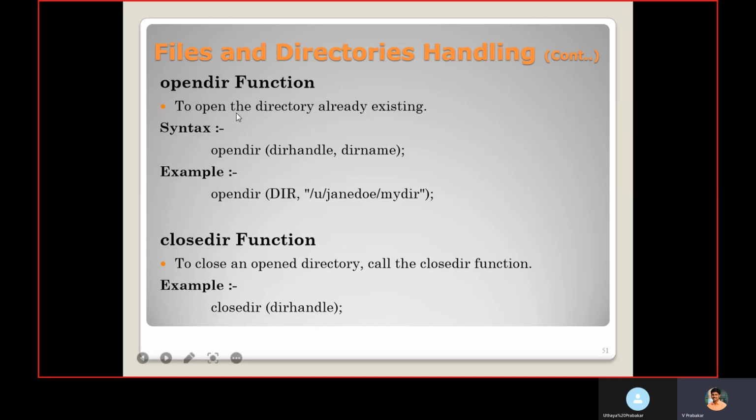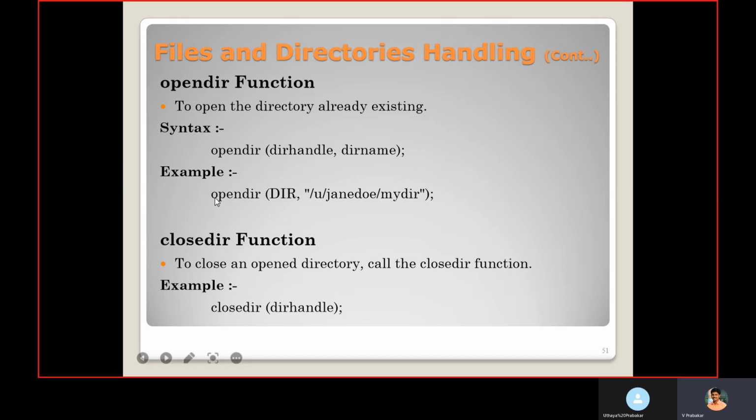Then the opendir function, this is the syntax. This opendir is applicable only for existing directories. If the directory already exists, you are able to open that directory. The directory we need to open, that name you should mention here. And this is the handle for that directory. Using this handle, we can perform readdir. I will explain that in the next slide.